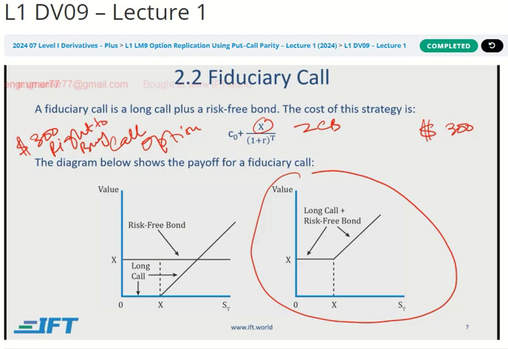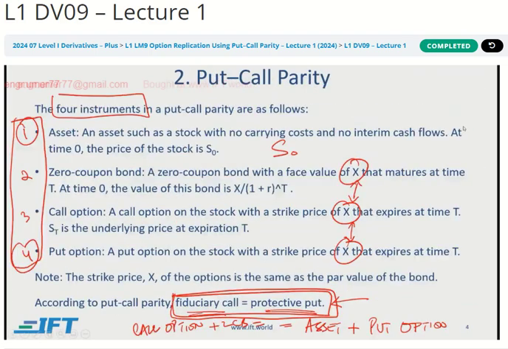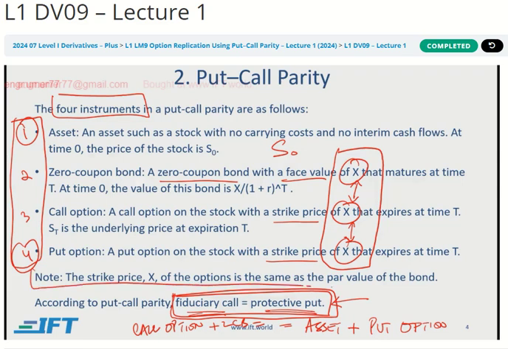So let me just go back 3 slides, and emphasize again on this point that the face value of the zero coupon bond is X, which is the same as the strike price of the call option, which is the same as the strike price of the put option. And this is what is given in this note over here as well, that the strike price X of the options is the same as the par value of the bond.